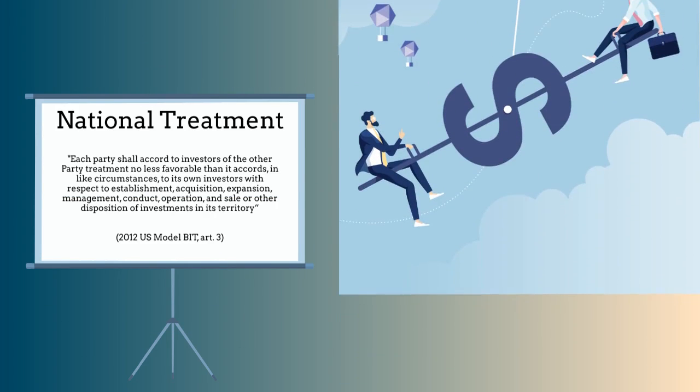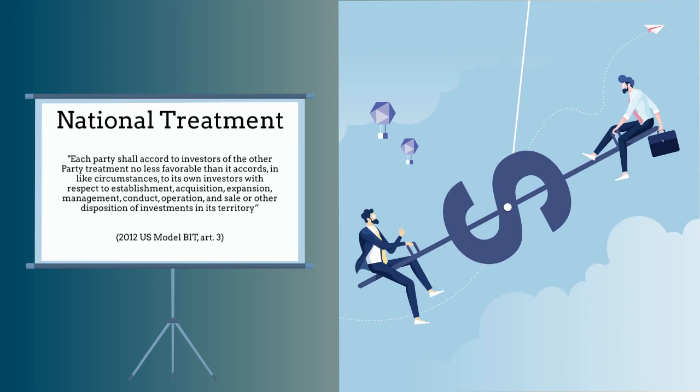National treatment applies once a business is established. It's meant to provide a level playing field between the foreign investor and local competitor. By obliging a host state to make no negative differentiation between foreign and national investors when enacting and applying its rules and regulations, the position of the foreign investor is promoted to the level accorded to nationals.